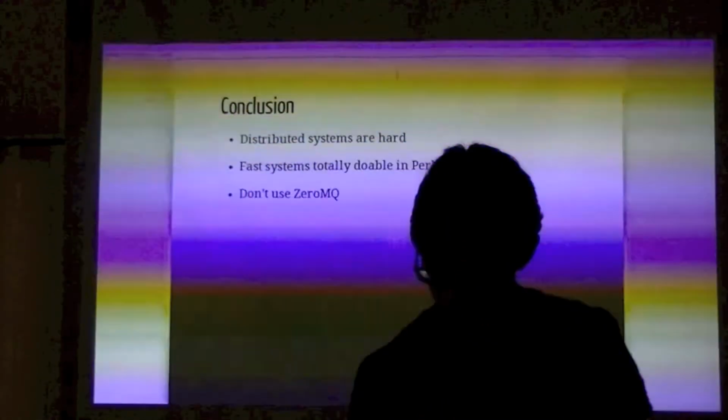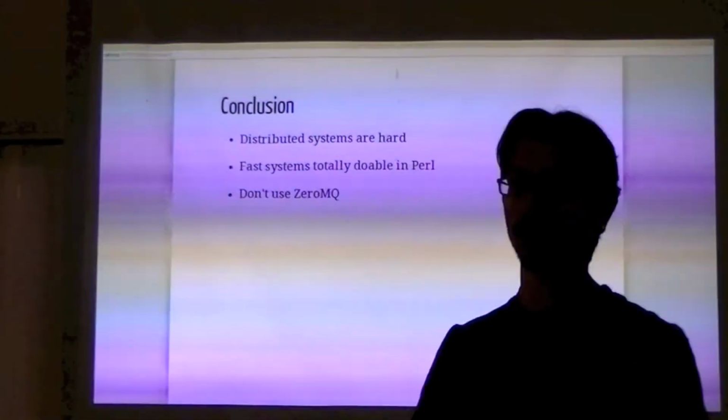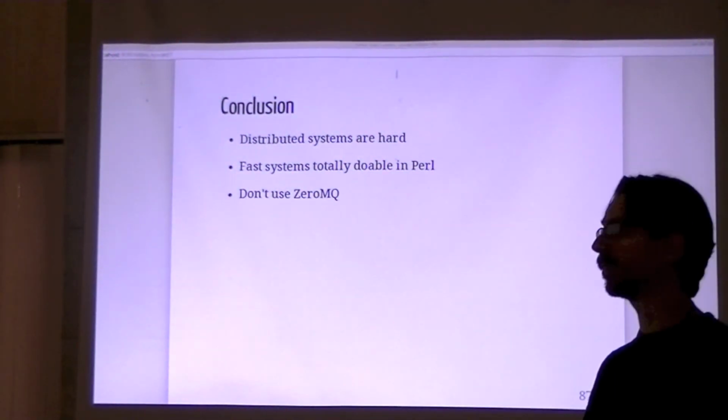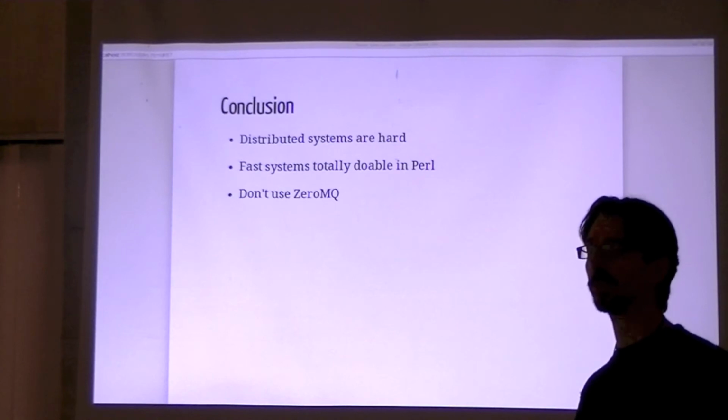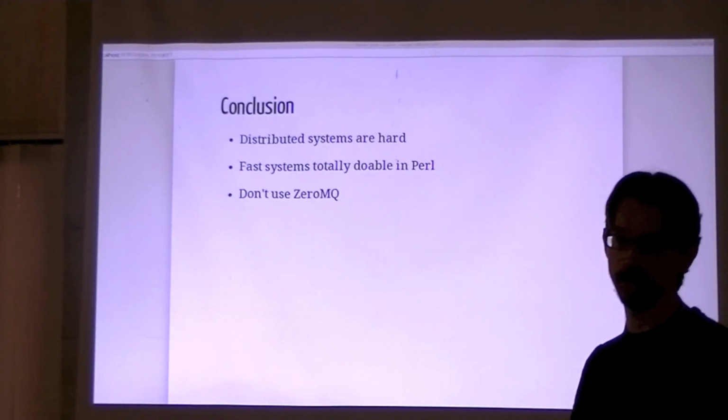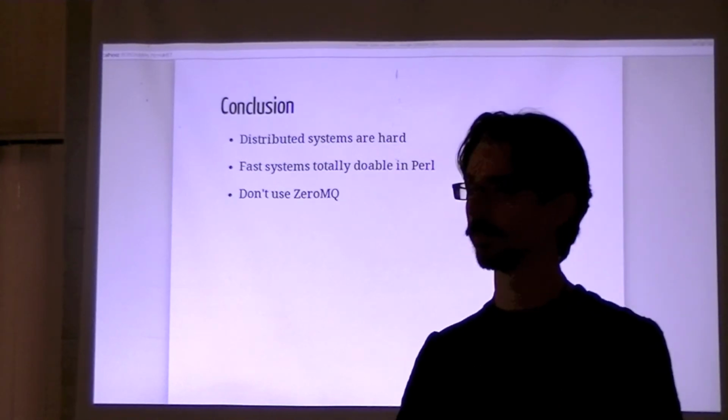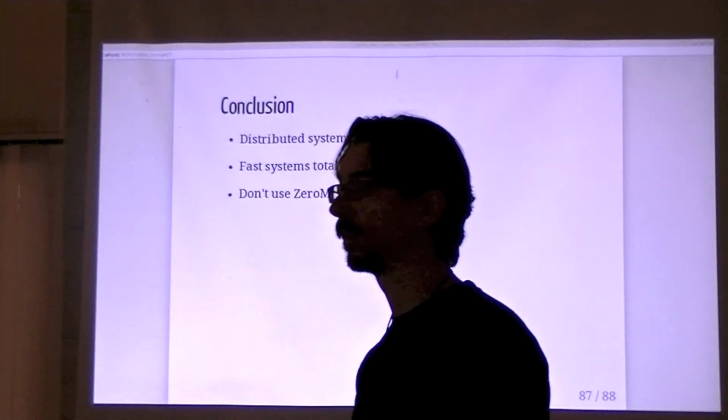So, in conclusion, distributed systems are hard. Large distributed systems can totally be built in Perl. You can do it. And don't use 0MQ. Instead, do... Sorry? What is your recommendation?